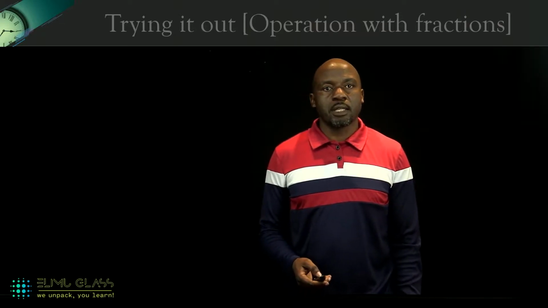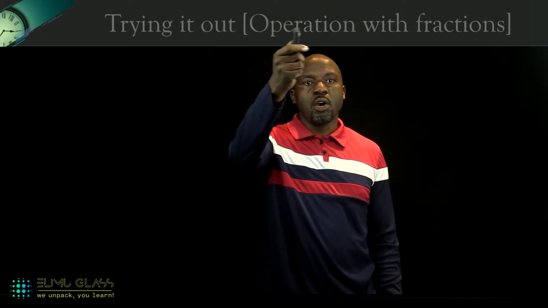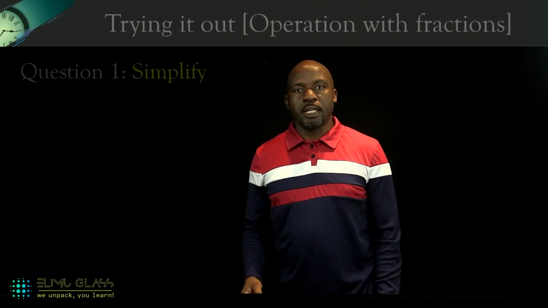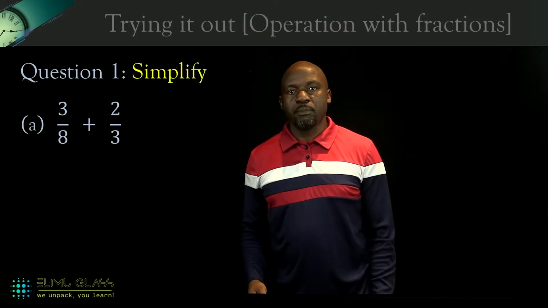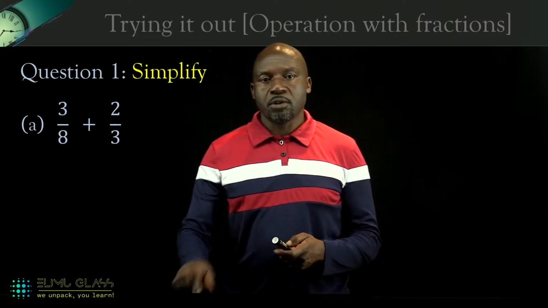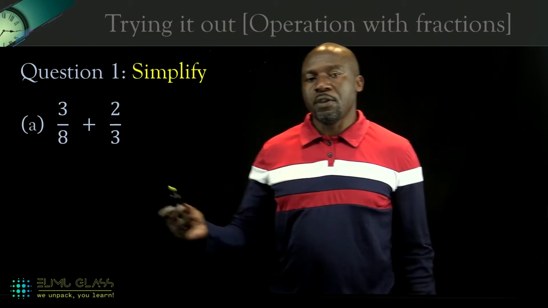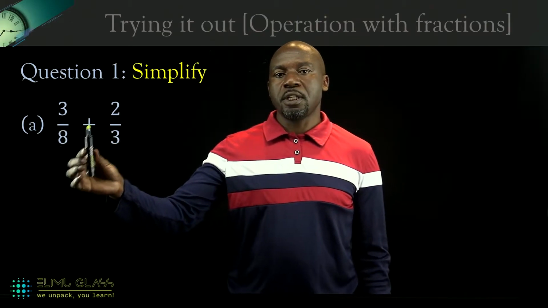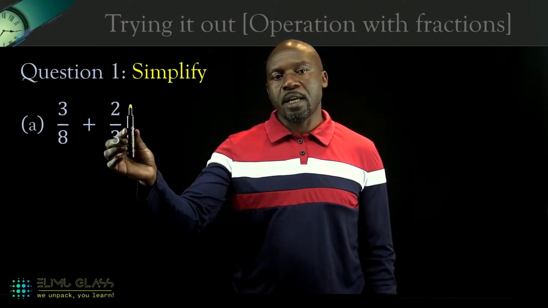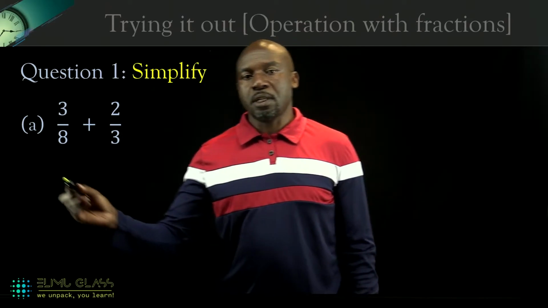We will look at questions relating to operations with fractions. The first question is going to be just simplifying, which is basically adding the two fractions. And based on our discussion, we know that there is a quicker way of adding fractions instead of multiplying by 3 over 3 and on this one here by 8 over 8. We can do this in one step.